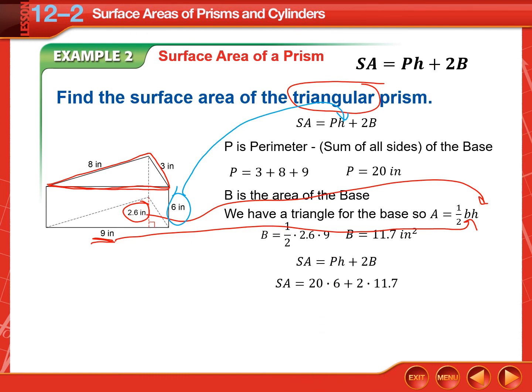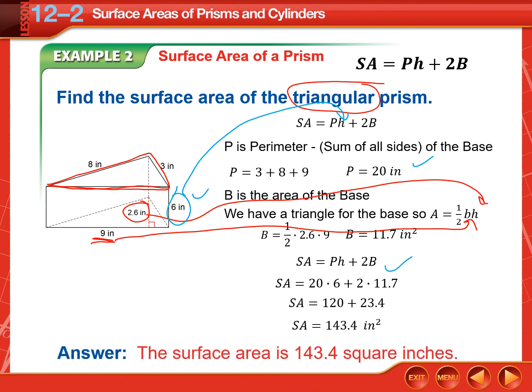So let's plug in everything. The perimeter was 20, check, we got that right there. The 6 is the height of the actual prism. That 2 has to be there. It's a part of the formula. And the 11.7 is what I put there. And so now I'm multiplying them individually, and then I add them. And that's how I get the triangular prism.